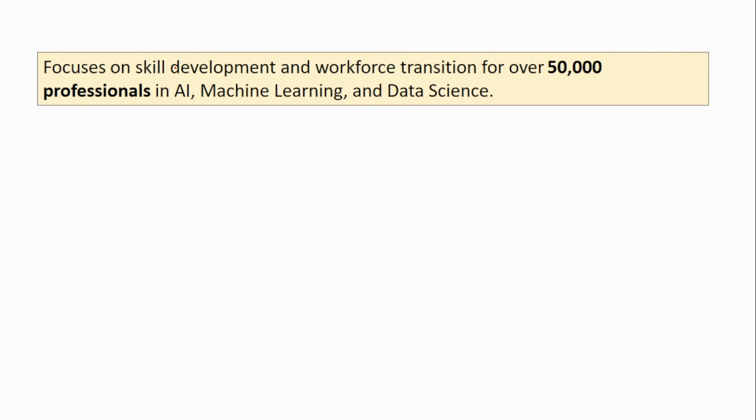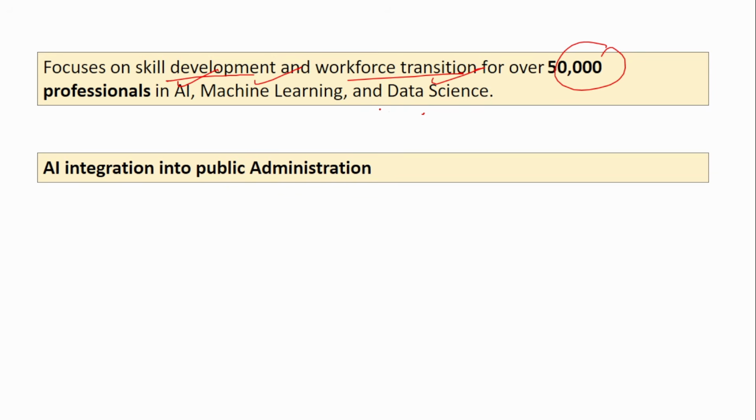This project will focus on skill development and workforce transition for over 50,000 professionals in AI, machine learning and data science. So basically, it will provide training for around 50,000 professionals in artificial intelligence and machine learning, the very evolving areas which are very, very important for skill development. It will also look into AI integration into public administration. If we integrate AI into public administration, the redundant work can be taken care of by AI. So that will also be a part of this project.